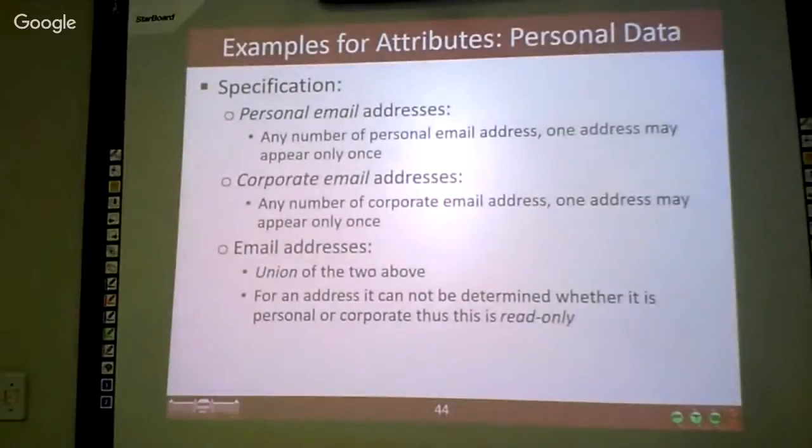And we also want to store email addresses. We will store the personal email addresses. A person can have any number of personal email addresses, but one address may appear only once. A person has also corporate email addresses, any number, and one address may appear only once. And the email addresses attribute is the union of the two above. For an address, it cannot be determined whether it is personal or corporate, thus this is read-only.